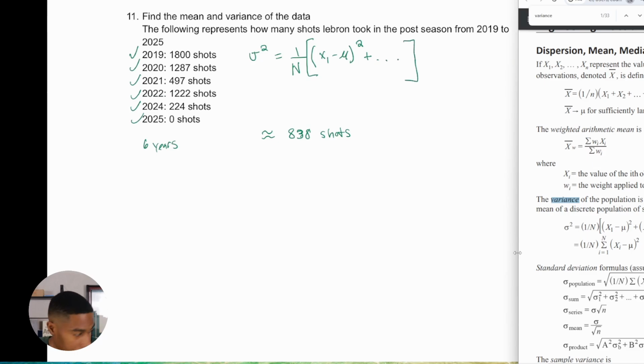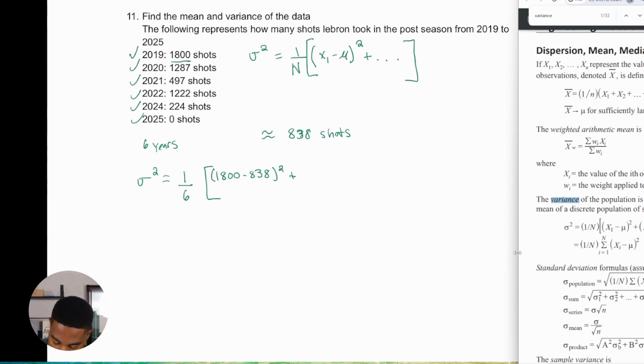All right, so we're going to do that for each one. We're going to say 1 over n. So we're going to say sigma squared is equal to 1 over n, which in our case is 1 over 6. N equals 6 times x1. X1 is 1,800. This is going to be a long one. So 1,800 minus 838, which is our mean. And we're going to square that.